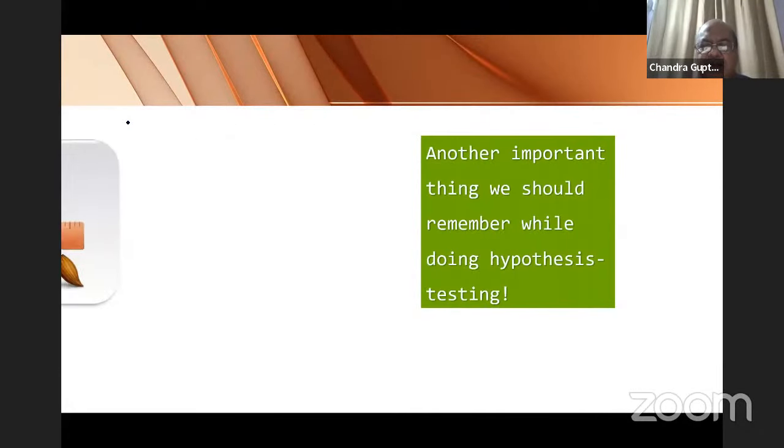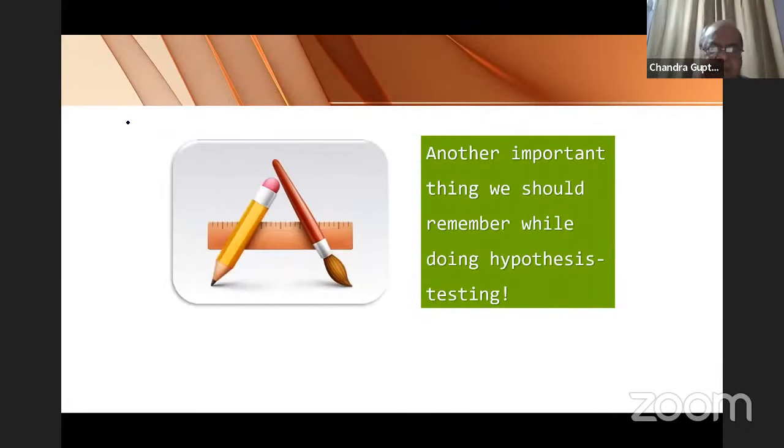Another important thing when we talk about hypothesis testing is if we have more than one sample, then we have to understand the concept of related samples or unrelated samples.